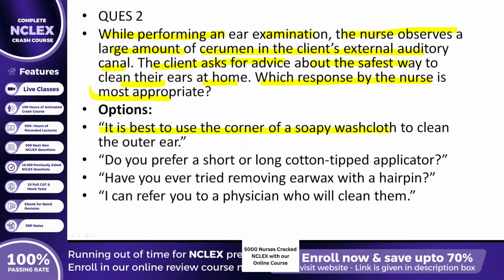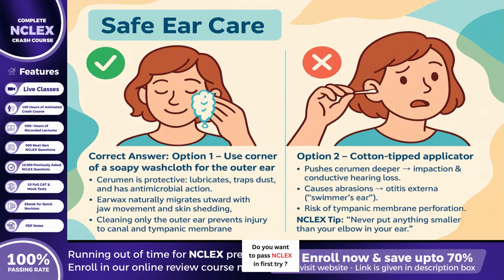This is the safest response because cerumen plays an important protective role. It is produced by ceruminous glands and serves as a natural barrier, lubricator, and antimicrobial agent for the ear canal. It prevents bacteria, fungi, and dust from entering while helping to maintain an acidic environment that discourages infections. The key fact is that earwax naturally migrates outward, helped by jaw movements and shedding of epithelial cells, so routine cleaning inside the canal is unnecessary.